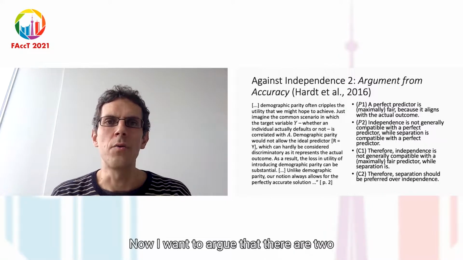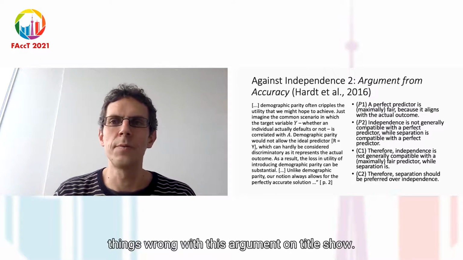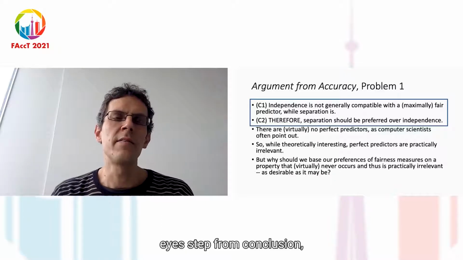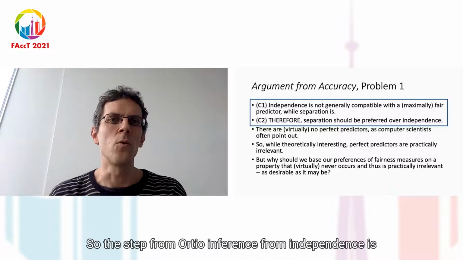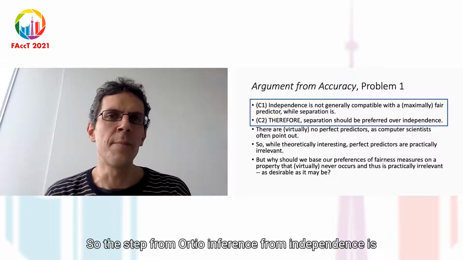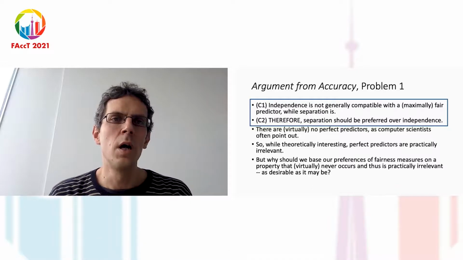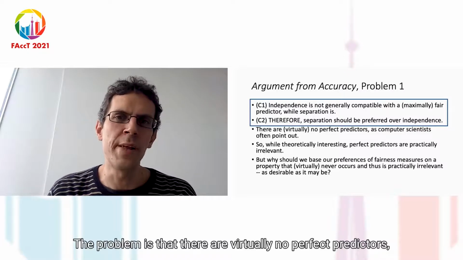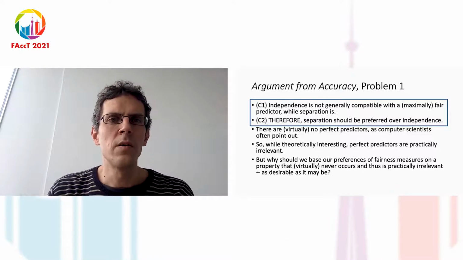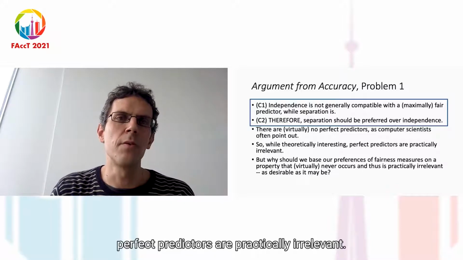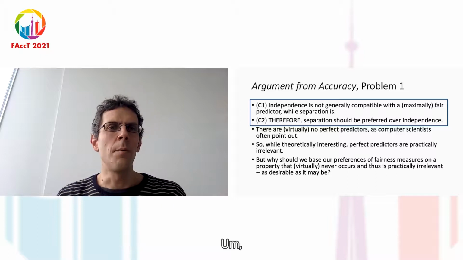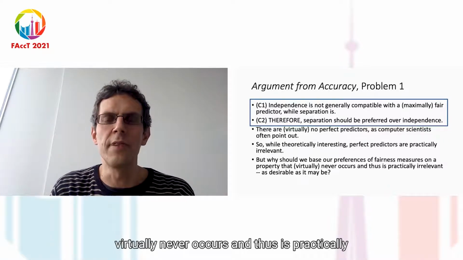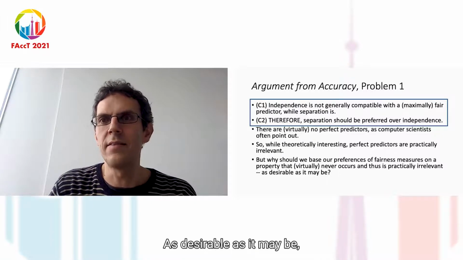Now, I want to argue that there are two things wrong with this argument, and I will show what. So, problem one is the step from conclusion 1 to conclusion 2. So the inference from independence is not generally compatible with a maximally fair predictor to therefore separation should be preferred over independence. The problem is that there are virtually no perfect predictors, as computer scientists often point out. So while theoretically interesting, perfect predictors are practically irrelevant. But this raises the question, why should we base our preferences of fairness measures on a property that virtually never occurs and thus is practically irrelevant, as desirable as it may be?